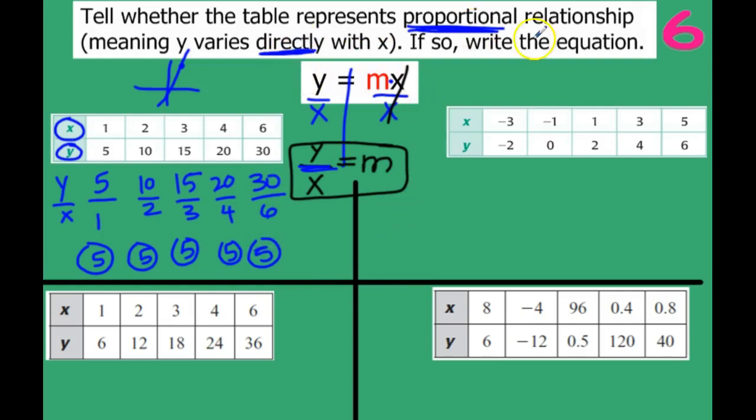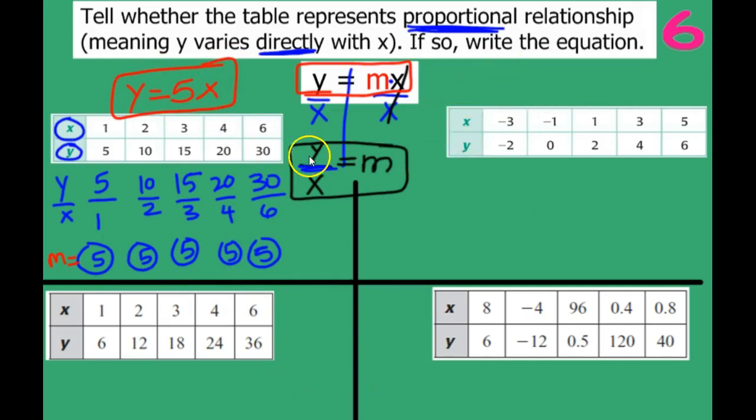So if it's proportional, we need to write our equation. So what we just found was our slope, m. So our equation, back up here to our original equation, it would be y equals m, which is 5x. That's our equation with our slope.